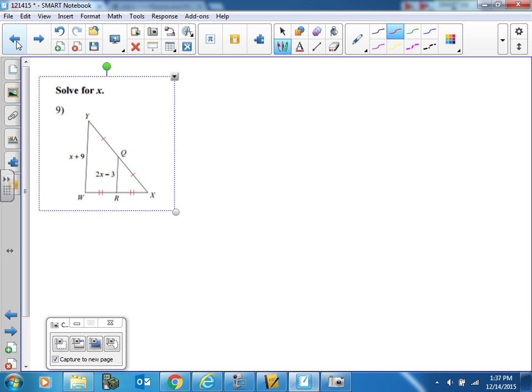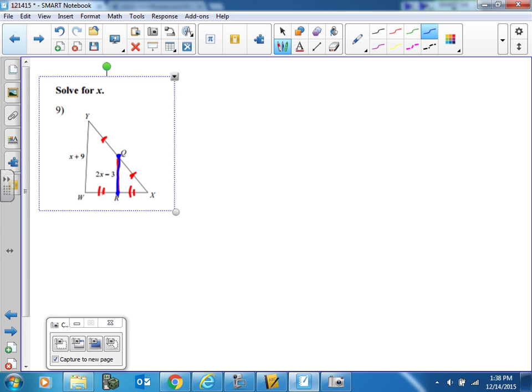All right, when you look at number 9, we have been dealing with mid-segments, so you should recognize that QR is a mid-segment. And you can tell that because they give you that these two sides are congruent, and then these two sides are congruent here. So that tells you this point has to be a midpoint, and this point in blue has to be a midpoint, which means that this line in blue is a mid-segment.